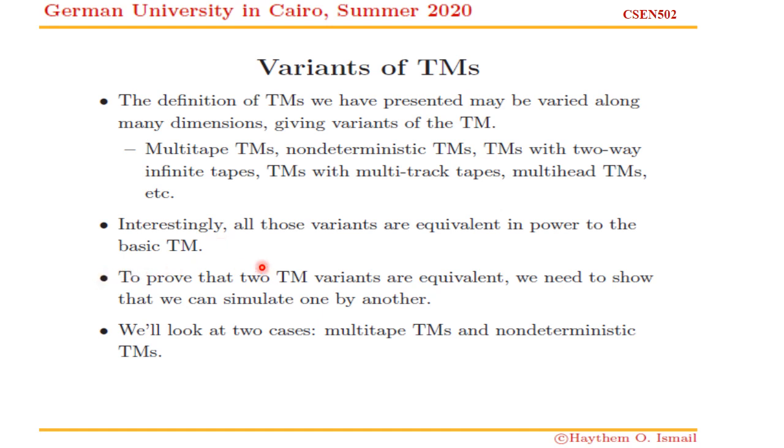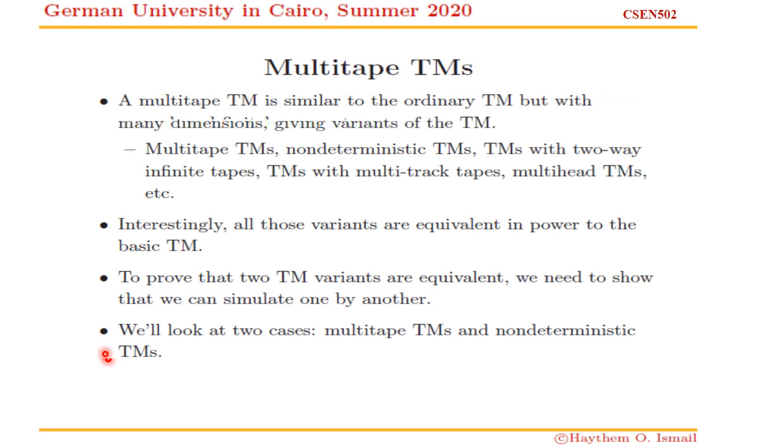So to prove that two Turing machine variants are equivalent, what you basically will need to do is to show that each one can simulate the other, right? And that's what we will be doing. We will look at two of those cases, the multi-tape machine and the non-deterministic Turing machine.